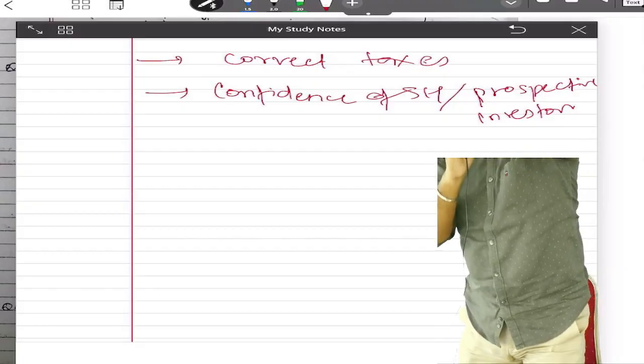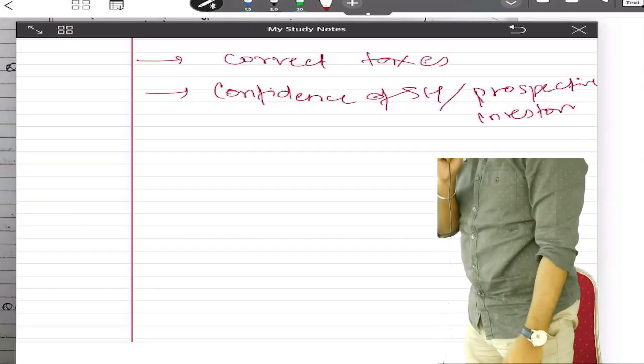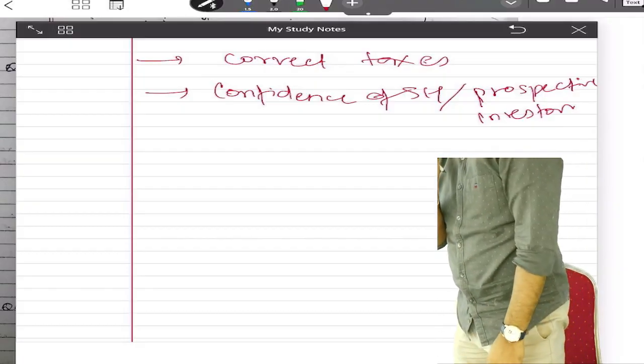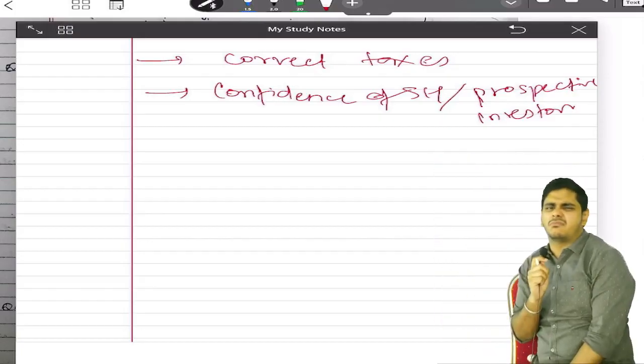What? Compare financial statement with what? With the previous? No.